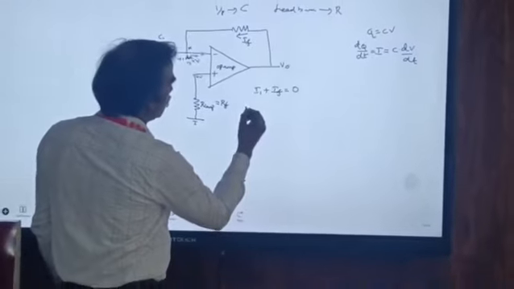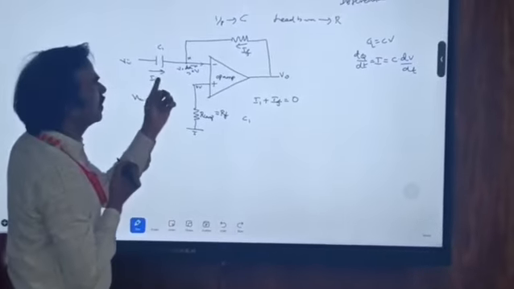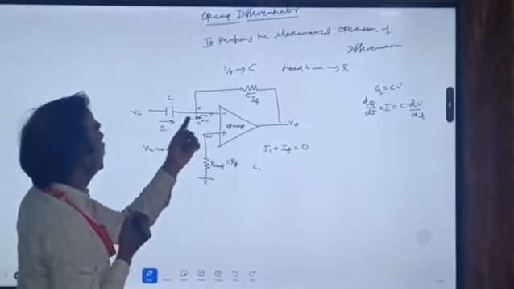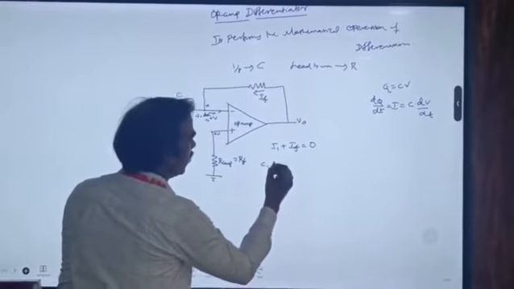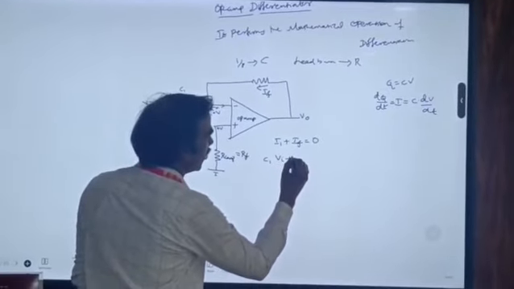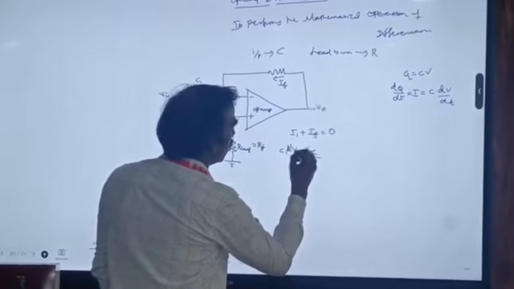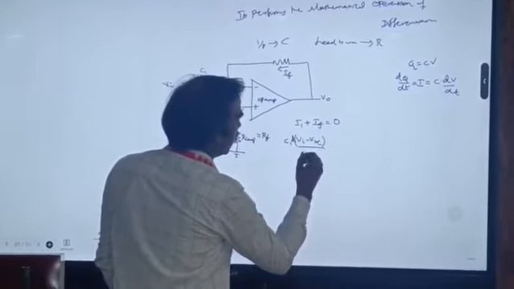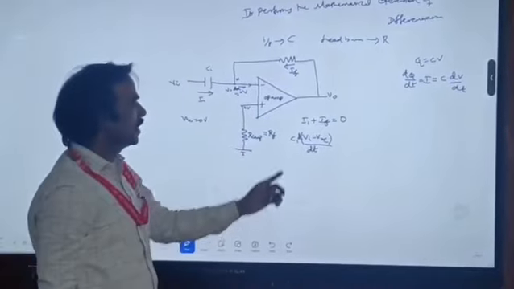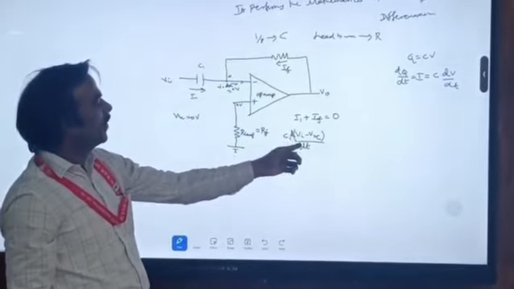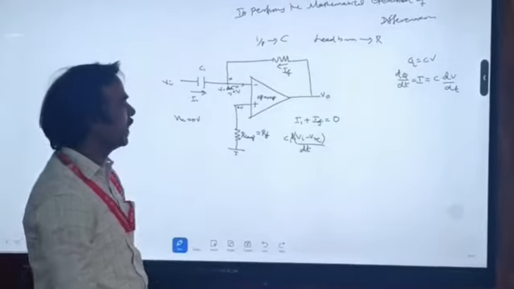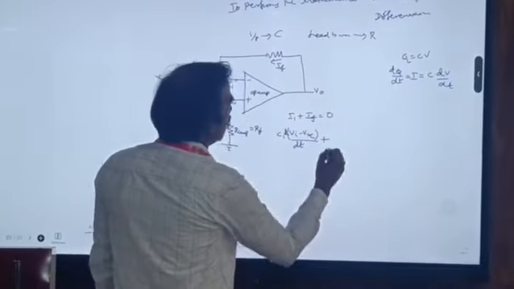So here C1 into, so what is the voltage? That is the VA minus VS. VA minus VS divided by dt. Okay. So C1 into derivative of VA minus VS divided by dt, plus I1, that is the IF.